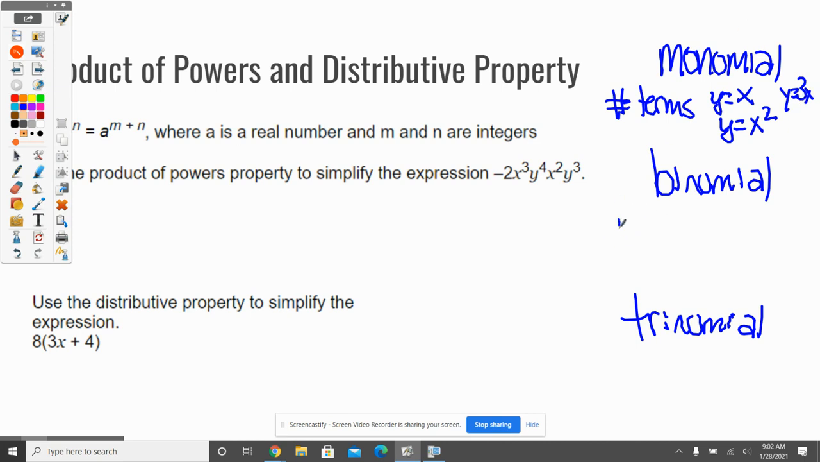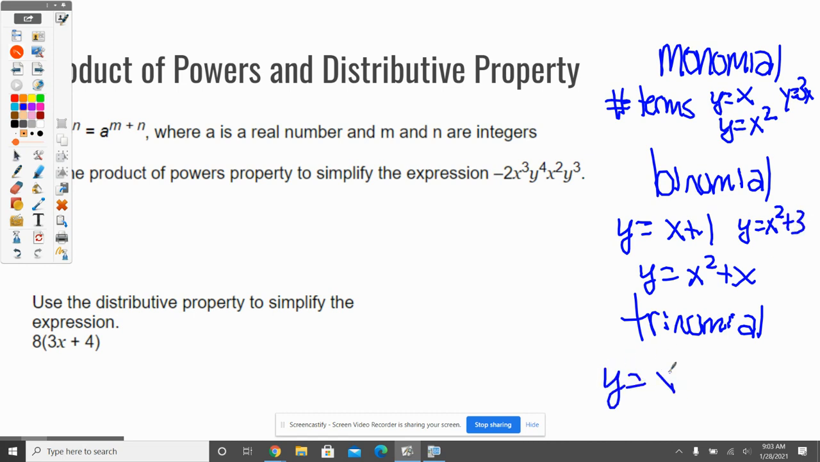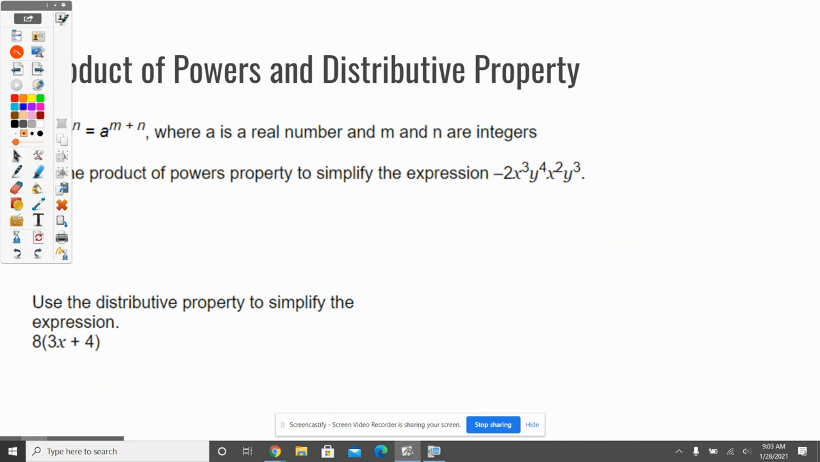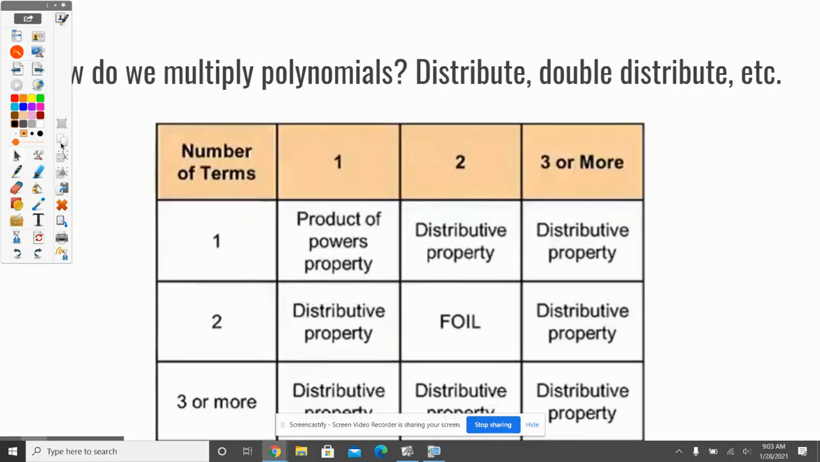What makes a binomial? If there are two terms or two pieces, x plus 1. X squared plus x, that's two pieces. Or x squared plus 3. And then trinomials are your x squared plus 3x plus 4 or something like that. Okay, those are three pieces. So this was a binomial and a monomial, a linear and a constant. Lots of vocab today. You will get better as the year goes on.